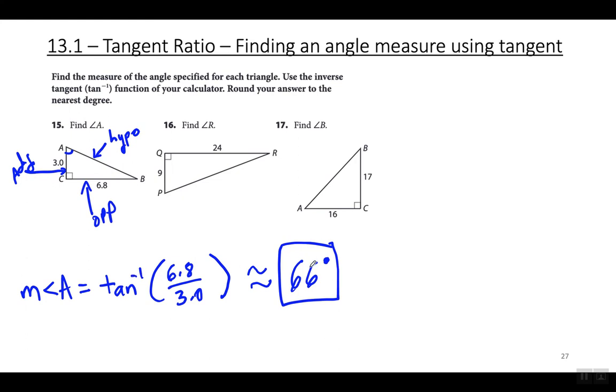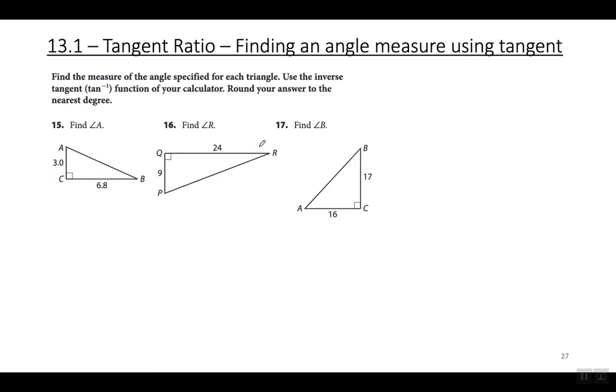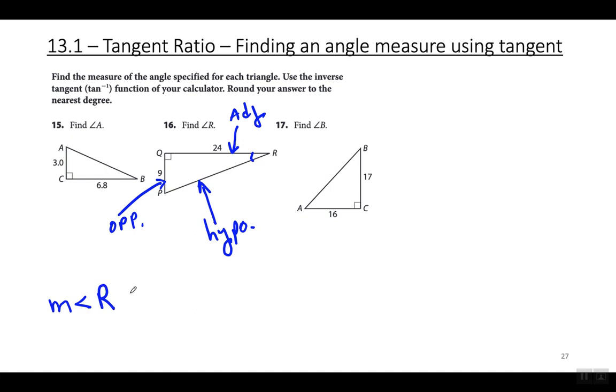Let's look at number 16. El número 16, find the measure of angle R. Again, this is the hypotenuse. From the point of view of angle R, this is the opposite side. And this is the adjacent side. So the measure of angle R equals the inverse tangent of the opposite side divided by the adjacent side.